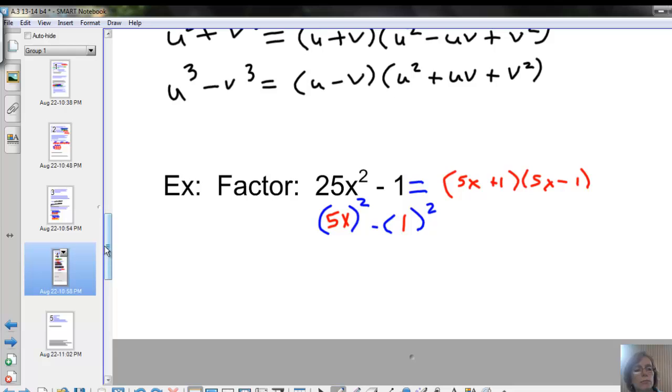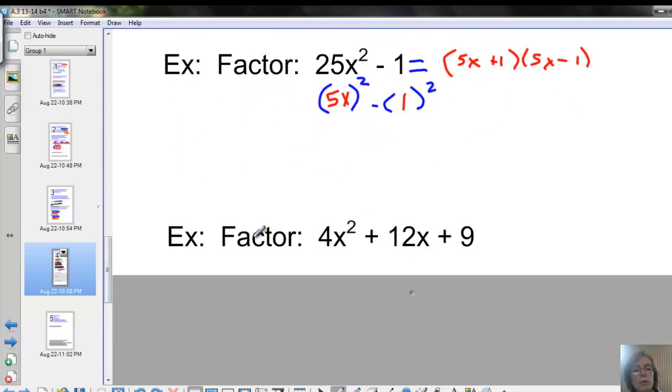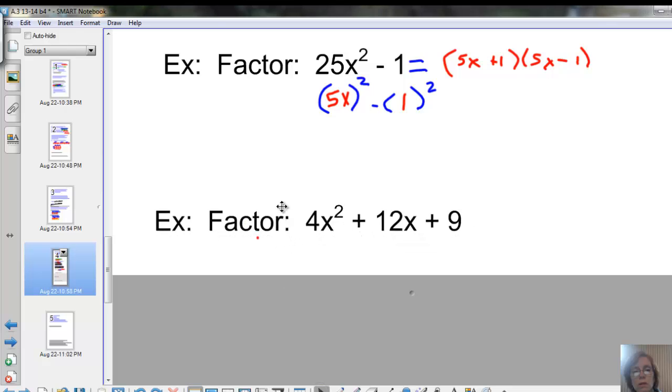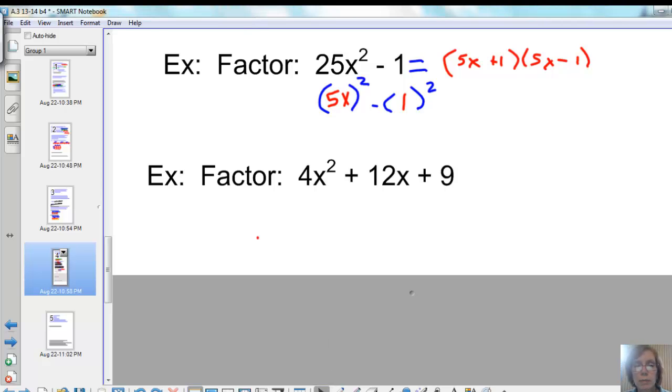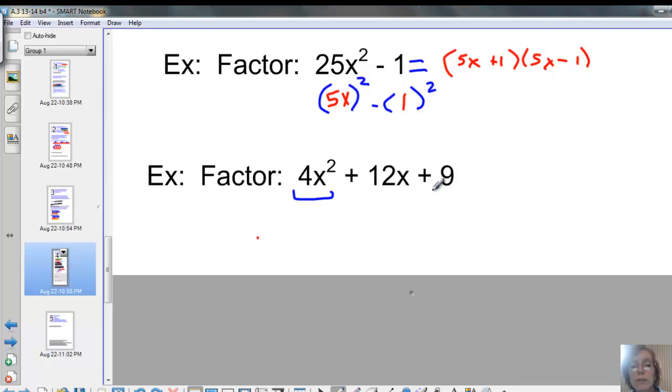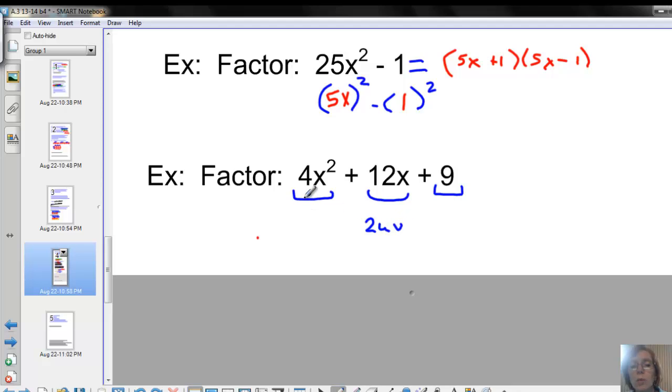All right, and that brings us to another example. How about this one? If we are factoring 4x squared plus 12x plus 9, first of all, this might fit the perfect square trinomial type, and to find out whether it will or not, you're going to look at two questions. First of all, is that a perfect square and is that a perfect square? The answer is yes. And the second question is, does this fit a pattern of 2uv, where this is u squared and this is v squared?